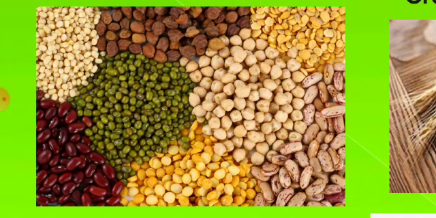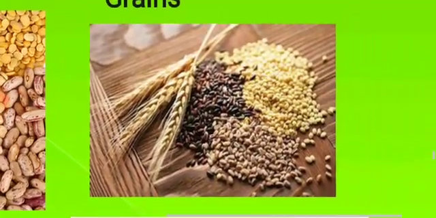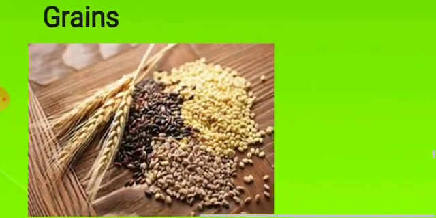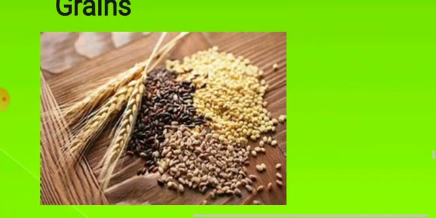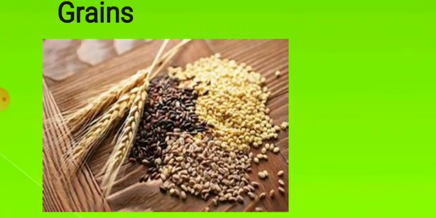Pulses are very rich in proteins and are used to build up our body and grow our muscles. Then the next one is grains. Grains are nothing but cereals. Most of the grains are like rice, wheat, ragi, bajra, oats, corn. These are all examples of grains. Some of the grains can be ground to make flour, that is atta.